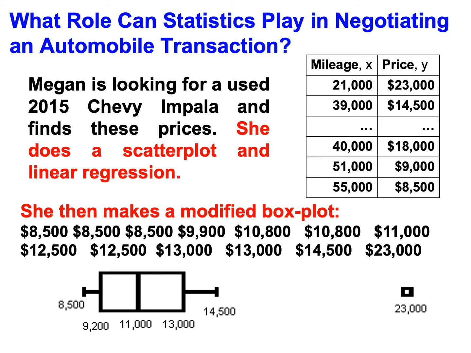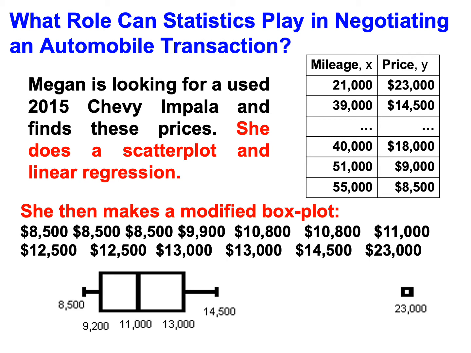Here is an example of how statistics can be used in negotiating an automobile transaction. Notice Megan is looking for a used 2015 Chevy Impala and finds these prices. So what we did was we went online and we looked at a local car dealership who had an array of cars that were the same make, model, and condition. And we noted the mileage and the price for each of those cars. And then as a class we wondered, is there any mathematical relationship between the mileage and the price? And we did a scatter plot and a linear regression.